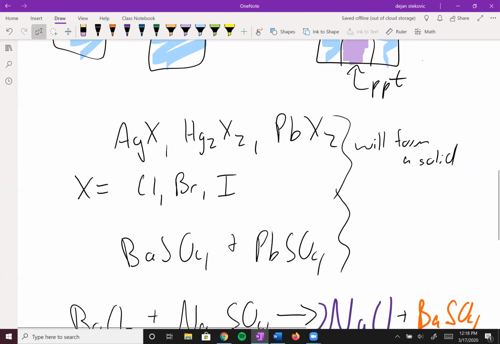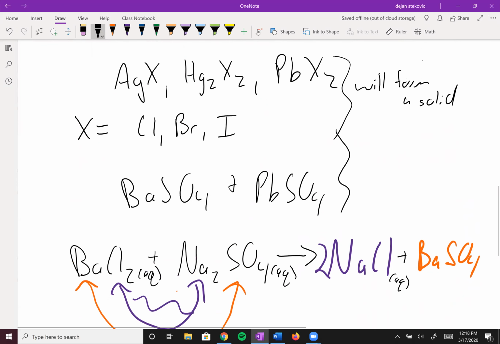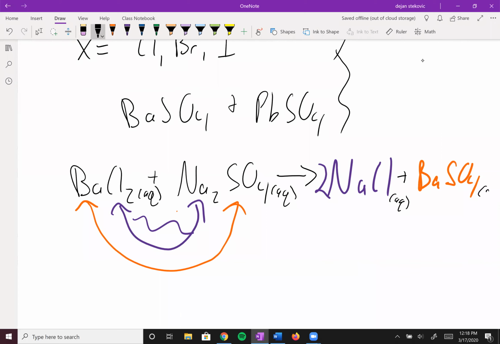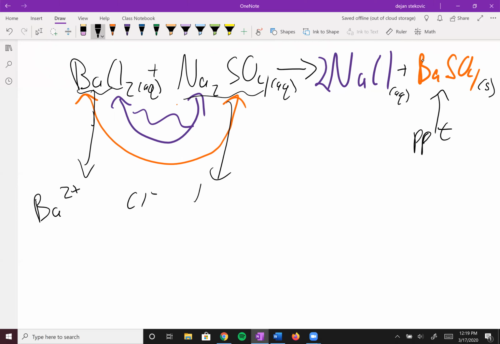Anything not listed in your solubilities for the purposes of this class is soluble, right? So this would then be aqueous, this would be aqueous, this would be aqueous. But then this guy right here, you know from memorizing your solubility rules that this will be your solid. So this right here is your precipitate, your solid. And so the main thing you have to think about is what's actually in solution. So if you have barium chloride in solution, for example, you don't actually have molecules of barium chloride. You've got barium 2+ and chloride minuses just floating around in solution, pretty separate from one another, right? And then you have here some sodium and some sulfate floating around.